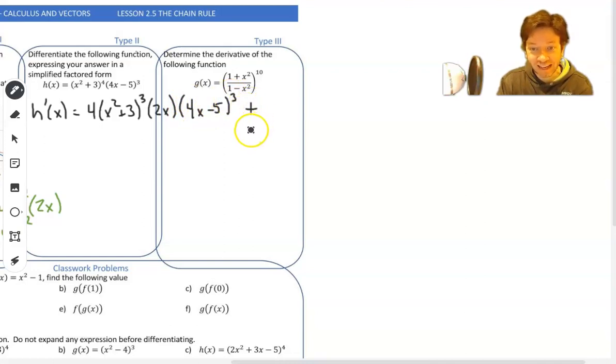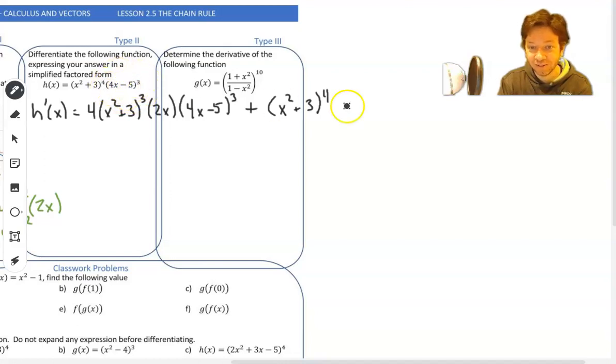Now we're going to add. This time, we just leave the first part. So this is the product rule I'm applying here. Plus (x squared plus 3) to the power of 4, multiplied by the derivative of the second part. So we're going to have to apply the chain rule here.